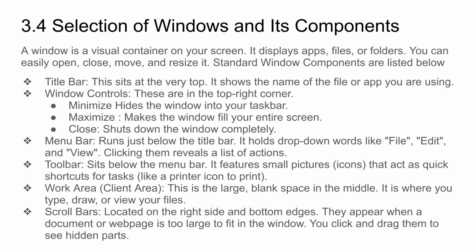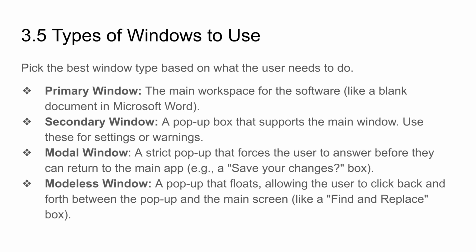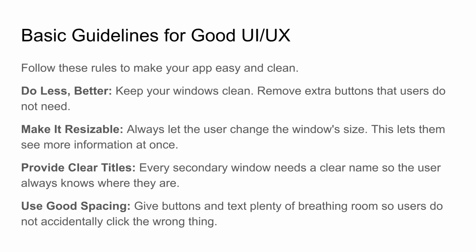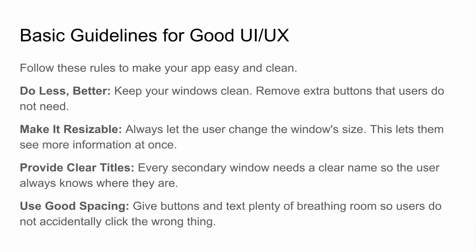Key components include the title bar, window controls like minimize and close, the menu bar, toolbar, work area, and scroll bars. Choose the right window type based on your needs. Options include primary workspaces, secondary windows for settings, modal windows that force a response, and modeless windows for flexible access. Follow these basic guidelines for good UI/UX. Keep windows clean, make them resizable, provide clear titles for secondary windows, and use good spacing to avoid errors.